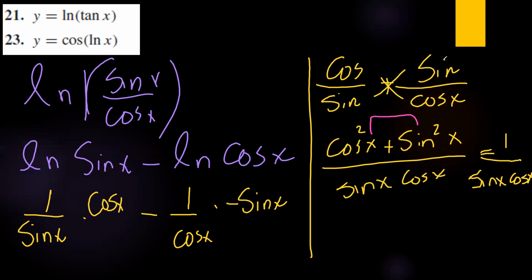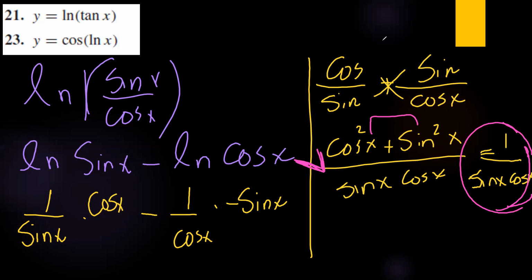Teacher, can I keep it as cosine squared x plus sine squared x? You mean like this? Yeah. Yes, you can keep it like this. I just wrote it here to prove that you get the same answer. And you can keep it as secant squared over tan, like what I did before. Okay, teacher.